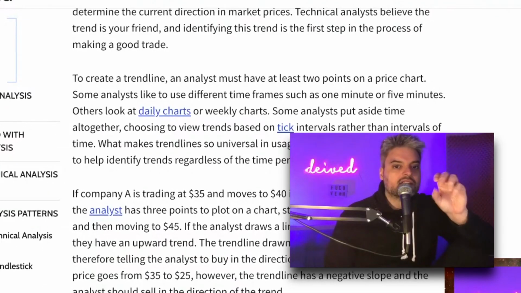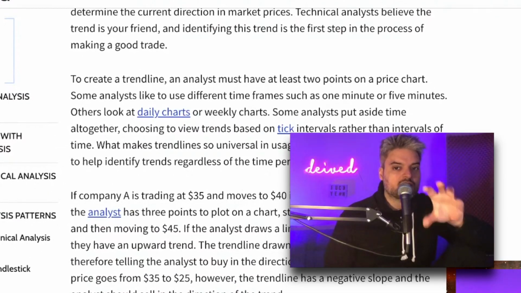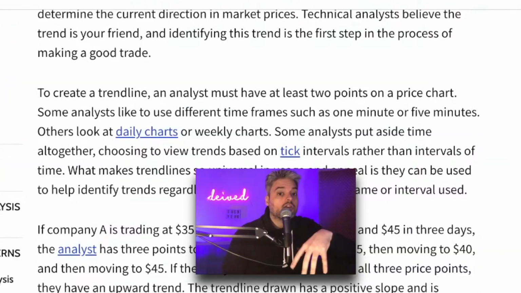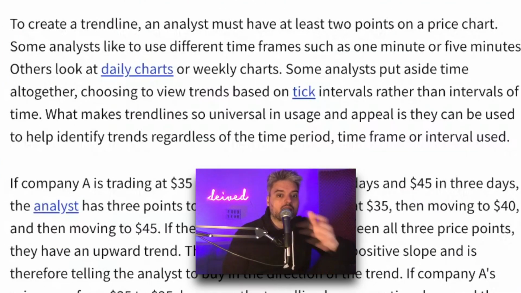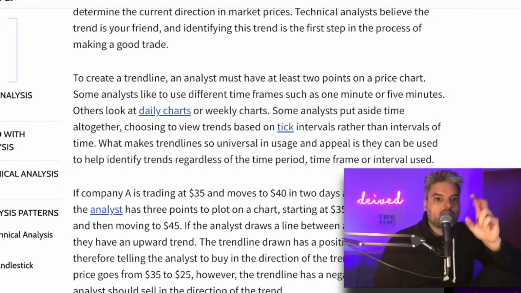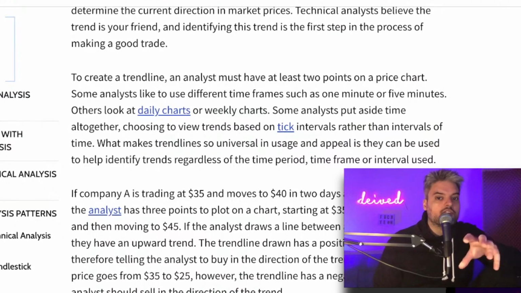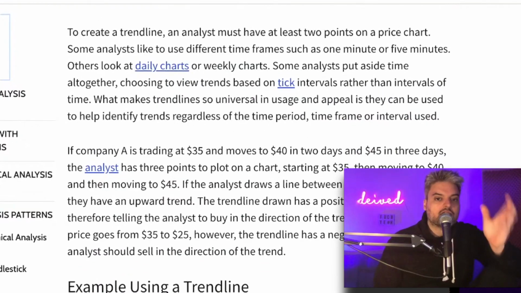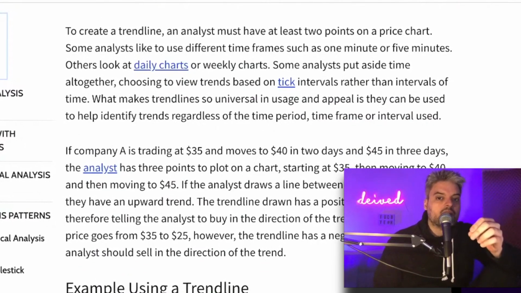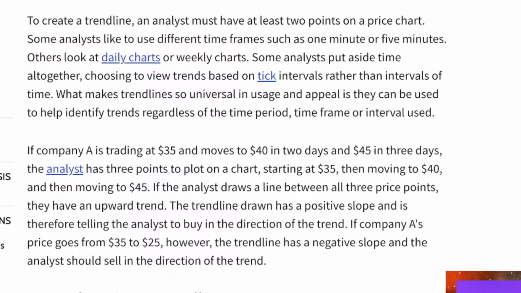To create a trend line, an analyst must have at least 2 points on a price chart. Some analysts like to use different time frames such as 1 minute or 5 minutes. Others look at the daily charts or weekly charts. Some analysts put aside time altogether, choosing to view trends based on tick intervals rather than intervals of time. What makes trend lines so universal in usage and appeal is they can be used to help identify trends regardless of the time period, time frame, or interval used.